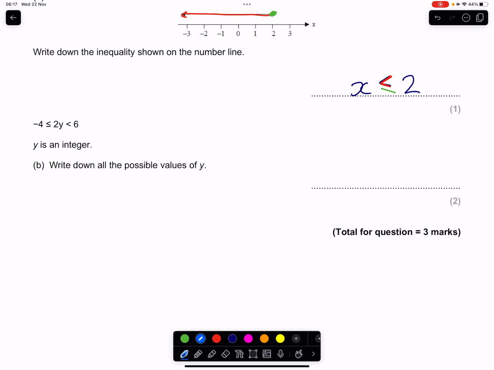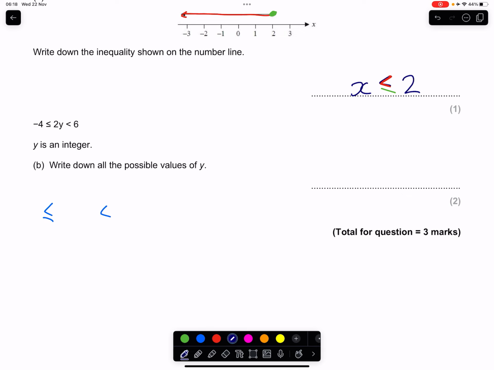Part B, minus 4 is less than or equal to 2y is less than 6. Y is an integer, which means it can be a whole number only. Write down all the possible values for y. First thing we want to do is make this simpler, or solve that, and we want an inequality that only has y in it first of all. So we do that by dividing every side of this inequality by 2.